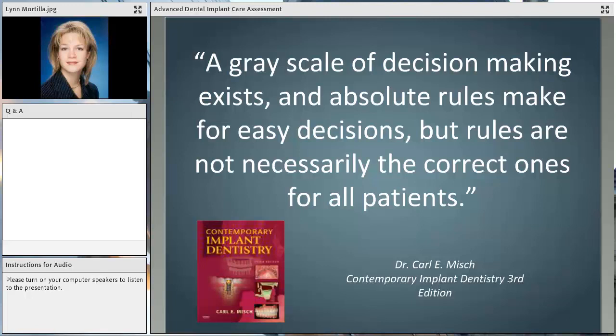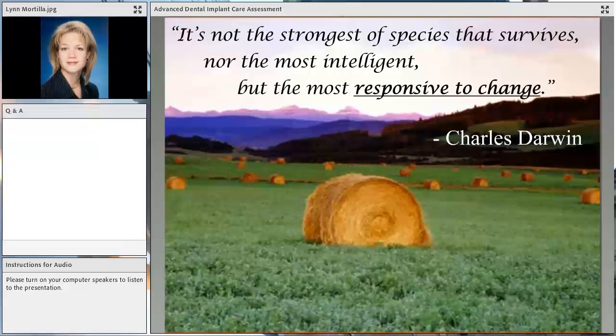Those are the things that we work very hard in treatment planning to work out. I wish I could give you a black and white, but like everything else in dentistry, there's a grayscale. And to quote Dr. Carl Misch from Contemporary Implant Dentistry, third edition, this grayscale of decision-making makes it hard for us to make rules or decisions. They're not always correct for everyone, so we really need to identify each patient specifically. We need to work out treatment plans specifically for patient need and what the patient presents with, which can cause some problems because it's going to require differences in opinion among clinicians, and it's going to require you probably to move out of a comfort zone.